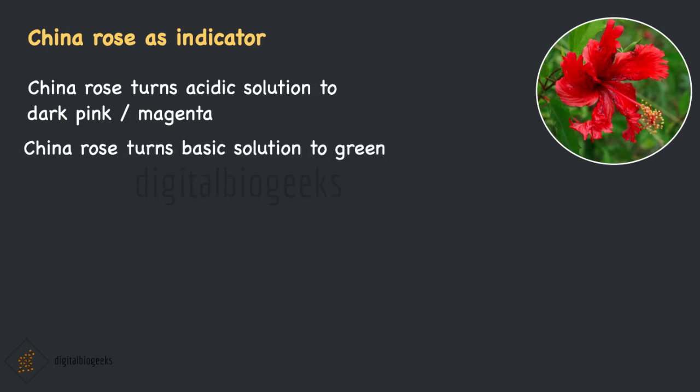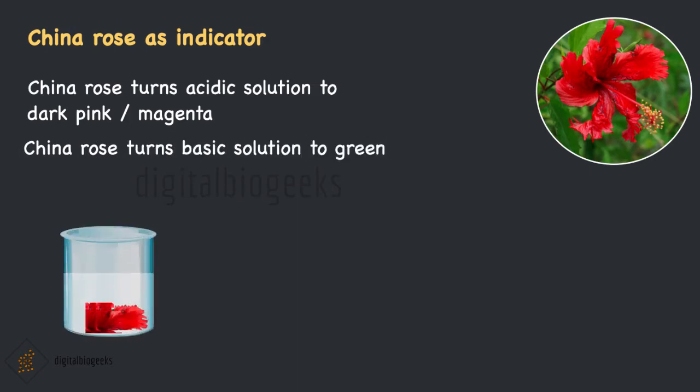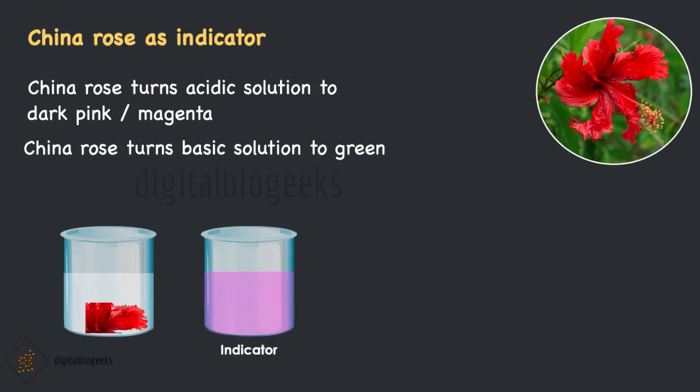Let's make the solution of China rose. Collect some China rose petals and place them in a beaker. Add some warm water and keep the mixture for some time till the water gets colored. This colored water can be used as an indicator.